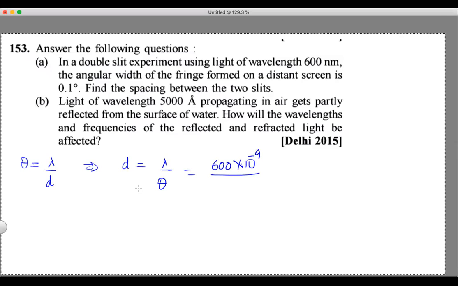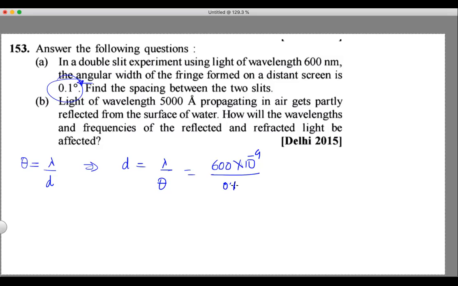Now, what is theta? Can I take theta as 0.1? Mahavish, Saurav, can we take theta as 0.1 degree here? We cannot. Why can't we take this? Because this is in degrees.